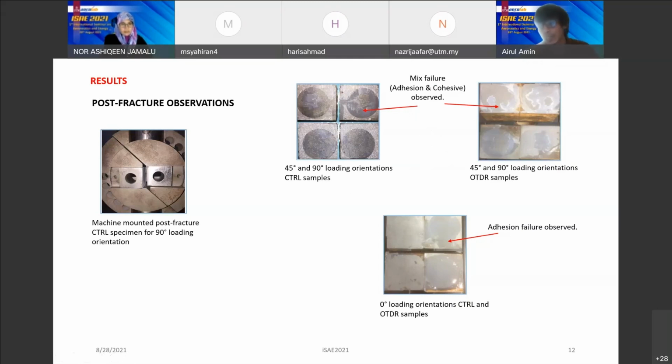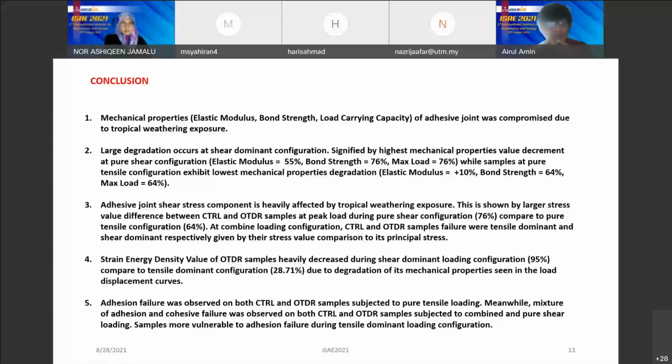While for the zero loading orientation, only adhesion failure was observed. So in conclusion, based on the objective outlined before, we can conclude that the mechanical properties of the adhesive joint were compromised due to tropical weathering exposure. This is signified by the large degradation that occurs, particularly at the shear dominant configuration, in which the mechanical properties decrement values are mentioned on the screen.